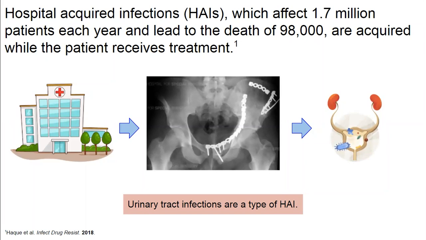For example, a patient might arrive in the hospital, use a catheter in a lengthy pelvic surgery, and acquire a urinary tract infection. A urinary tract infection is an example of a hospital-acquired infection common in hospitals.